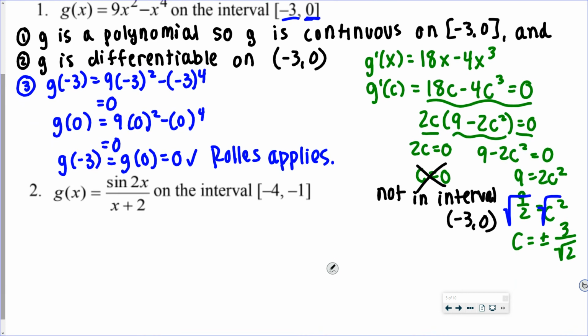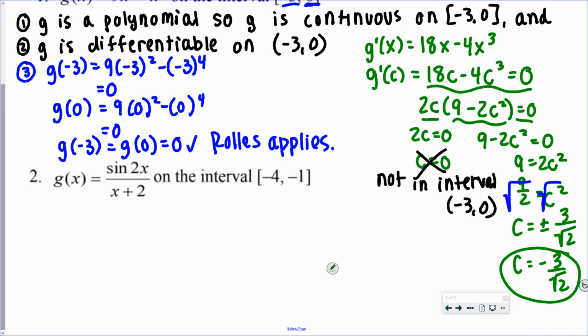And neither is which answer from here? Positive 3 over root 2. So we only do negative 3 over root 2. That'd be my final answer. Usually I box my final answer and I fix that. Okay, good. There's an example of Rolle's theorem.